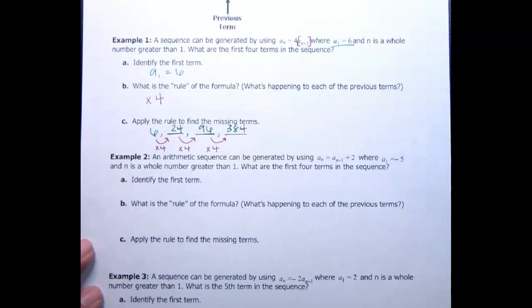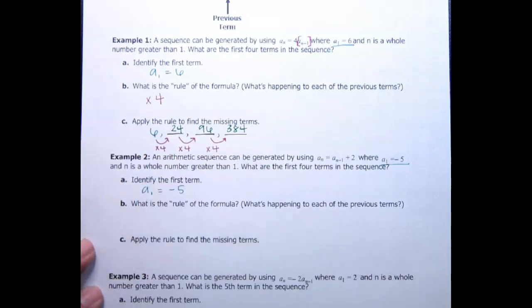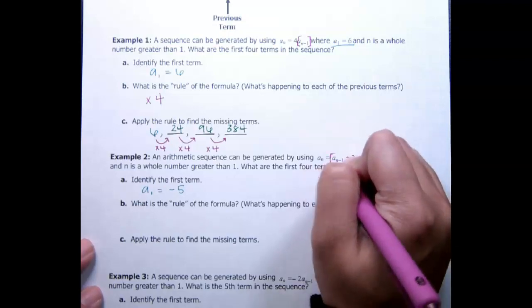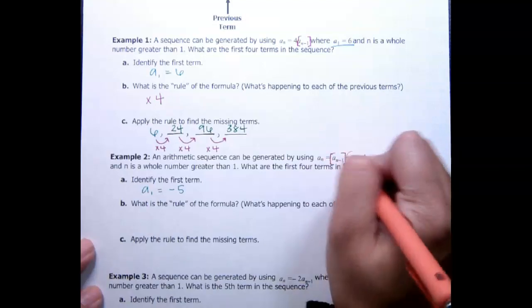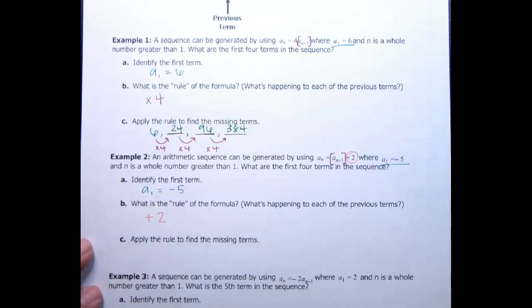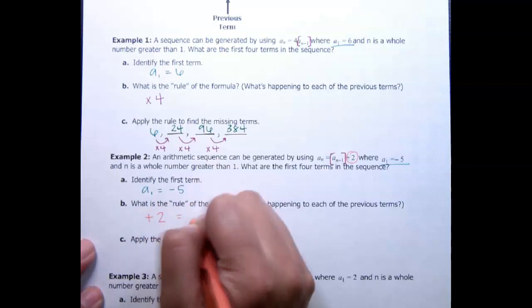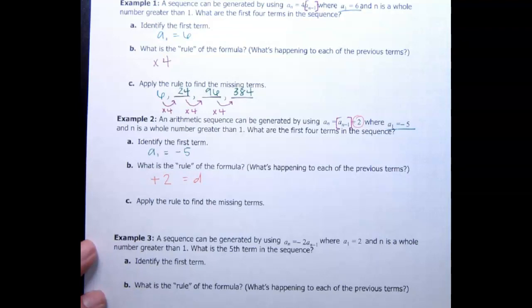So first step, identify the first term, which is given right here. So a sub 1 equals negative 5. What is the rule of the formula? Well, what am I doing every time to this previous term? Here's my previous term. What am I doing to the previous term every time? Well, right here, I'm adding 2. The rule is plus 2, which in this case is also our common difference.